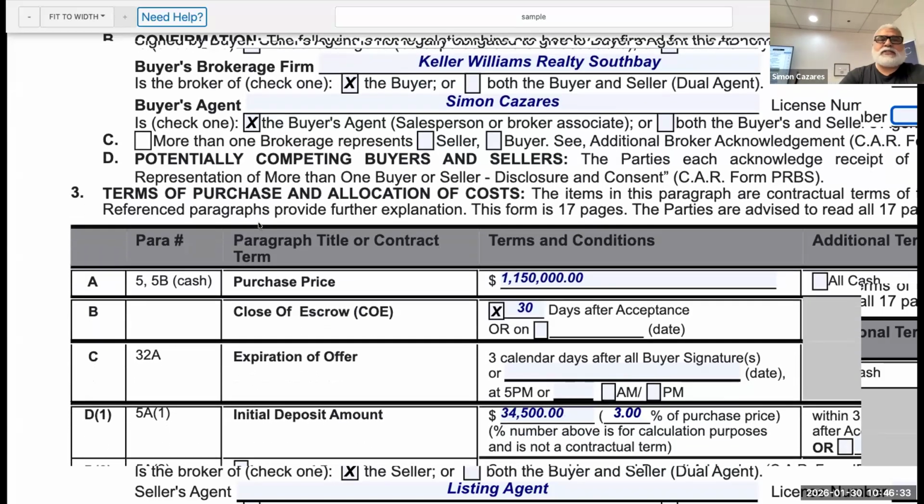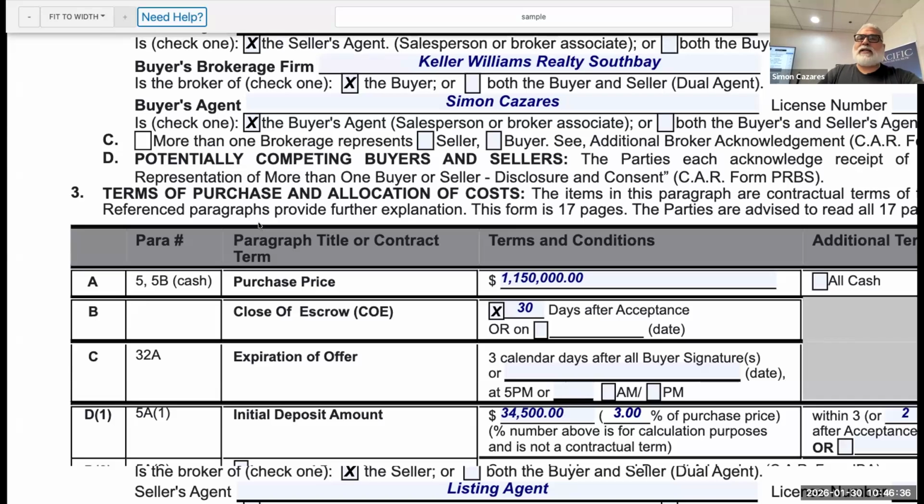Section D goes into the potential competing buyers and sellers. All right. So it's already defaulted in this check. If you see where it says possible representation of more than one buyer and seller disclosure. What this means, folks, is this form is full disclosure, transparency. What does that mean? It means, can an agent represent multiple buyers and submit offers to the same property? Say yes, Simon. Yeah, you can. You can represent multiple buyers and submit offers to the same property as long as you have the PRBS form.